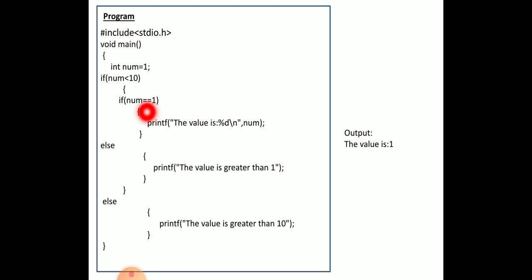Remember, double equal to is used as a relational operator to check whether the value is equal to 1. A single equal to sign is used to assign a value to the variable, and double equal to sign is used as a relational operator here. That means it checks whether the value of num is equal to 1. Is it equal to 1? Yes, we have given num equal to 1. So if num equal to 1, this condition becomes true.